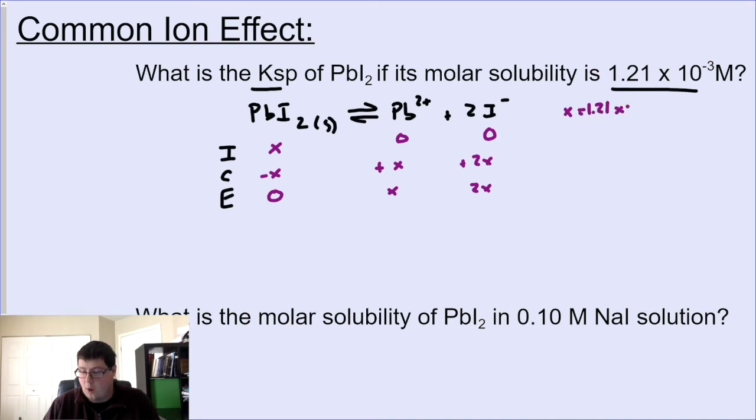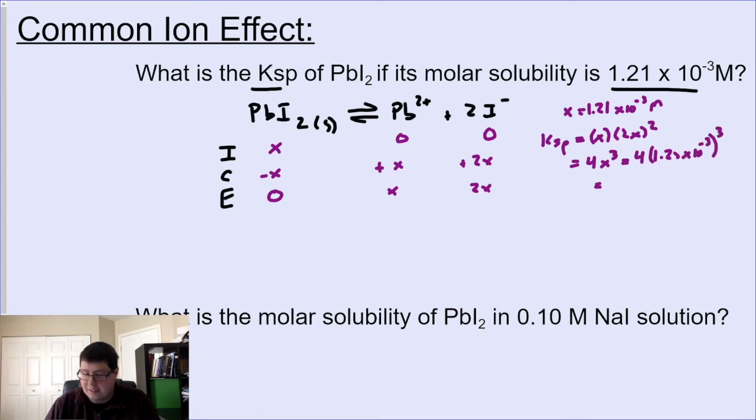But wonderfully, we already know what x is. x is 1.21 times 10 to the minus third molar, our molar solubility. So when we write our KSP expression, it's going to be x times 2x squared. Just like we saw in the last example, we're going to get 4x cubed. So we can plug in x here, 4 times 1.21 times 10 to the minus third cubed. I get a KSP for our lead iodide of 7.1 times 10 to the minus 9th. So it's just like that problem we saw before, but backwards, and so that makes it a little easier.